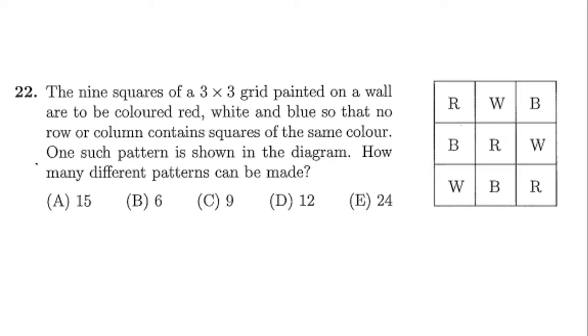Question 22. The 9 squares of a 3x3 grid painted on a wall are to be colored red, white, and blue so that no row or column contains squares of the same color. One such pattern is shown in the diagram. How many different patterns can be made? So no row or column can have the same color.